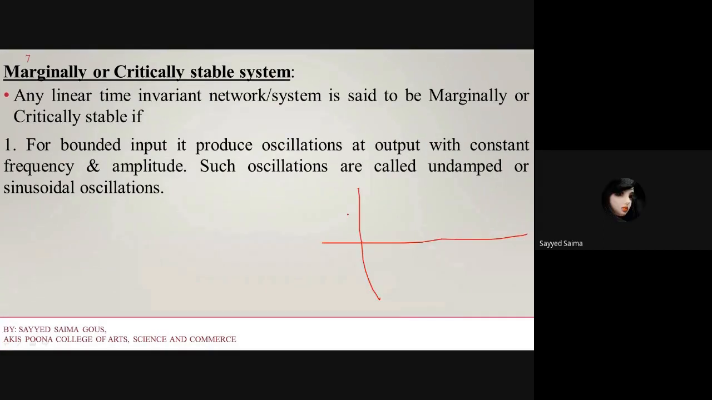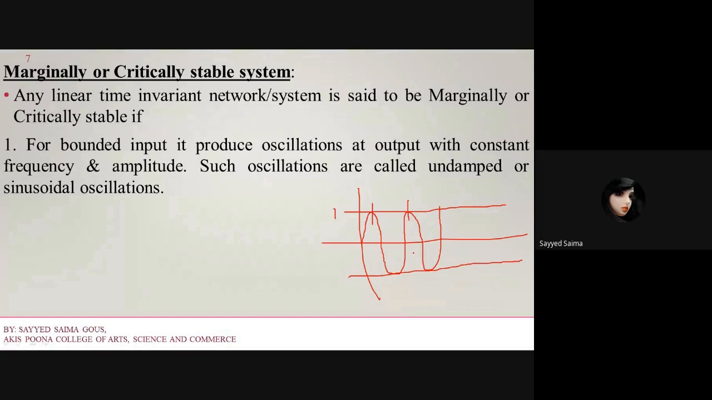This is a sine wave. Here the amplitude is 1 volt to minus 1 volt. So all the peaks should be plus and minus, and the distance between them, that is the time, should be constant. So constant amplitude and constant frequency.